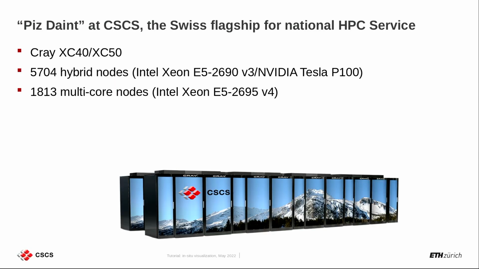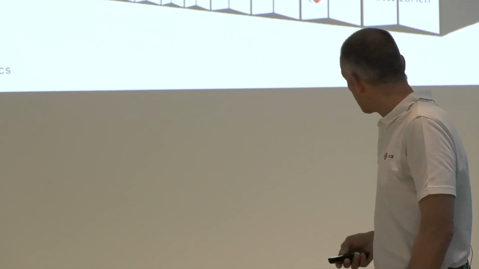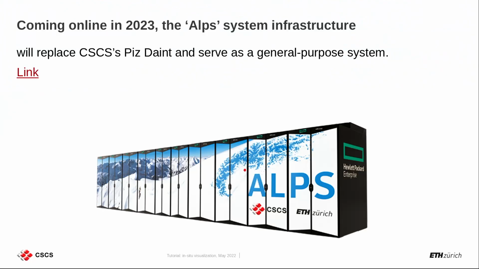So today for the exercise, we're going to use Piz Daint, which is our current Cray supercomputer for production users. It's a rather old machine today, but still has almost 6,000 compute nodes equipped with GPUs. So it's the machine that we will use when we log in to jupyter.cscs.ch.